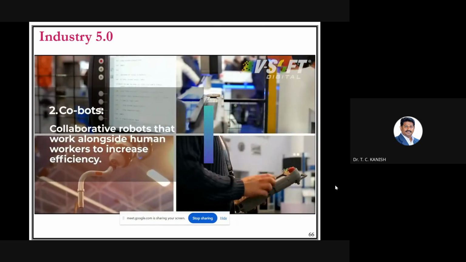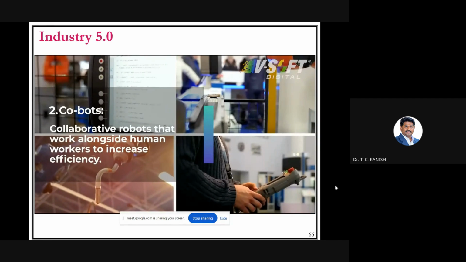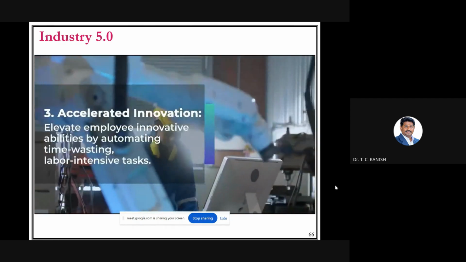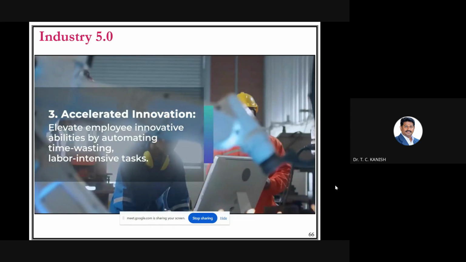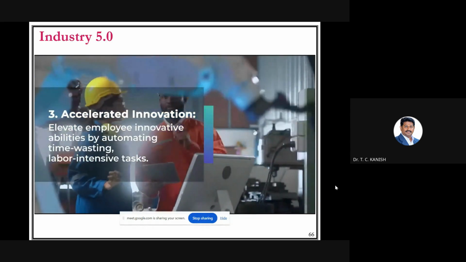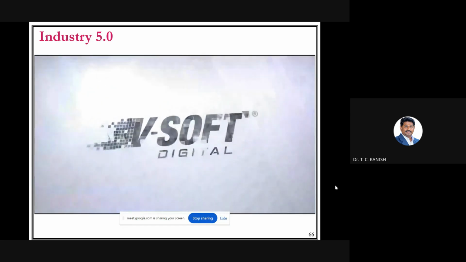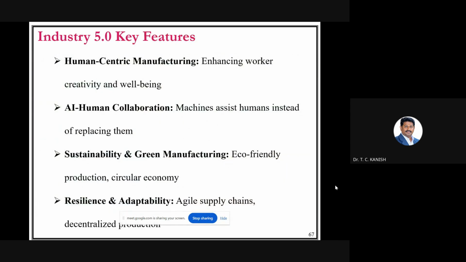So cobots are an important kind of collaborative robot. They have started developing collaborative robots to work with humans. This is the newer thing that will come in 5.0. These are all the research fields where we can work in Industry 5.0.